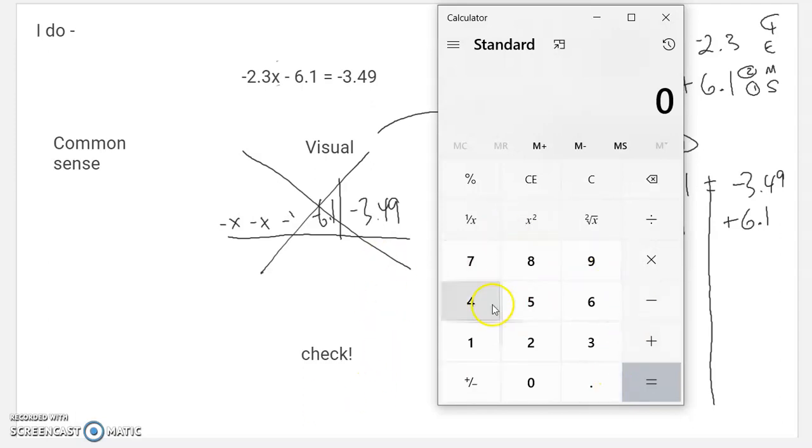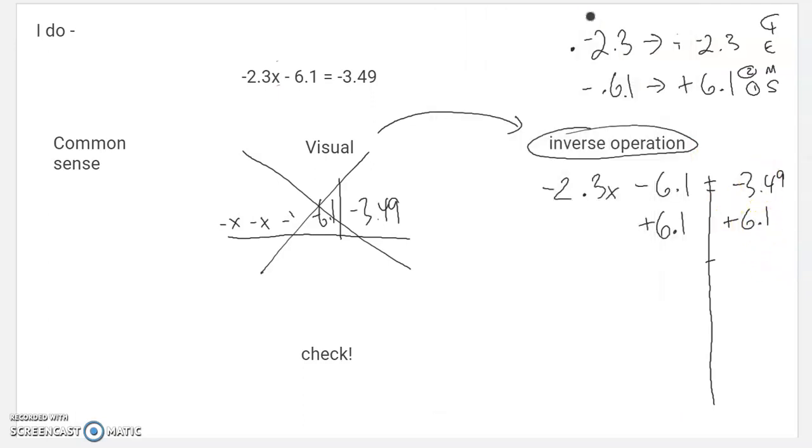Let's see. I don't know how to do now. Oh, there it is. Negative 3 49/100. I think I have to do negative now on this calculator. There we go. Plus 6 1/10 is positive. I know it's going to be positive because the positive is more than the negative. 2 61/100.